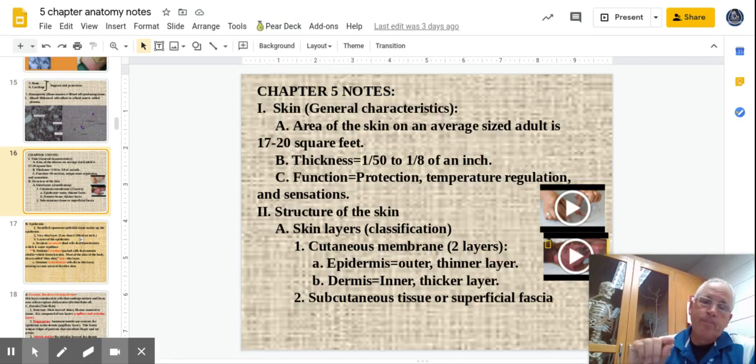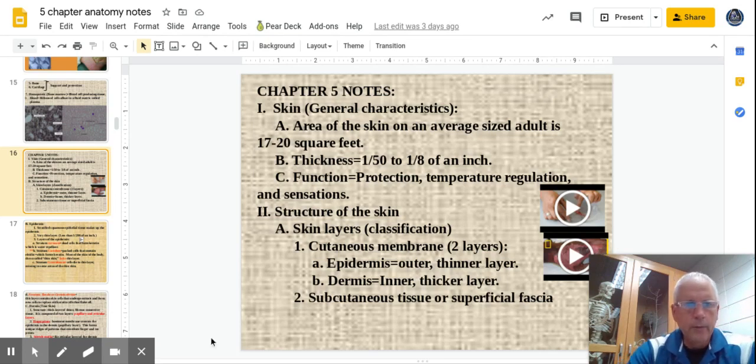And by the way, that is a test question a lot of people miss. Subcutaneous tissue and superficial fascia are the same thing. So let's start with the top layers. The epidermis is your outer thinner layer, and then right below it is the inner thicker layer called the dermis. That's the cutaneous part. And then the subcutaneous is down below that.